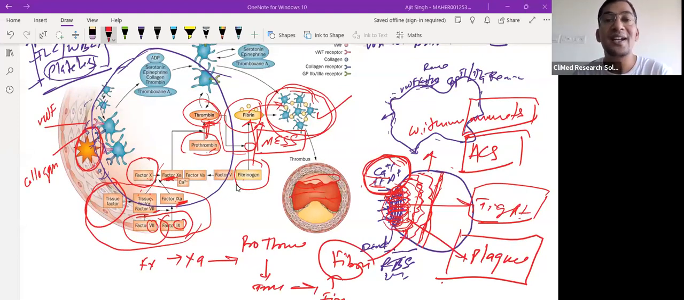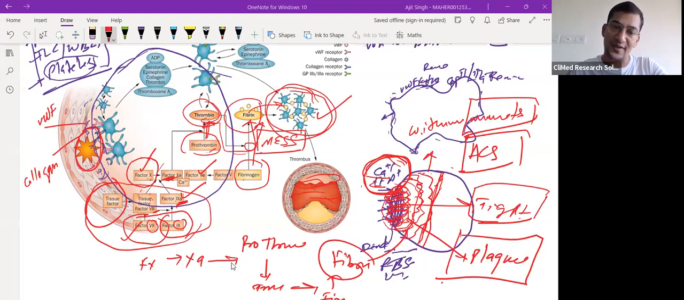Okay, so my questions here are, when I'm talking about factor 10, factor 7, factor 9, these are the factors assigned symbols. But there are also names to those factors. So can you tell me what is the name of factor 10? And what's the name of factor 9? What's the name of factor 7? Can you please tell me? And what's the name of factor 4, 5 also?